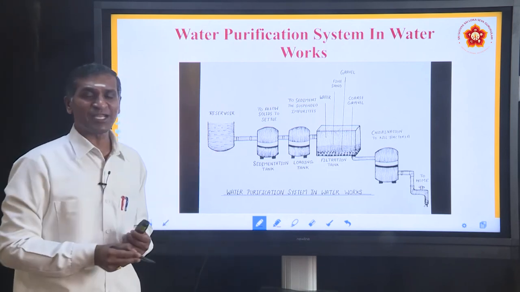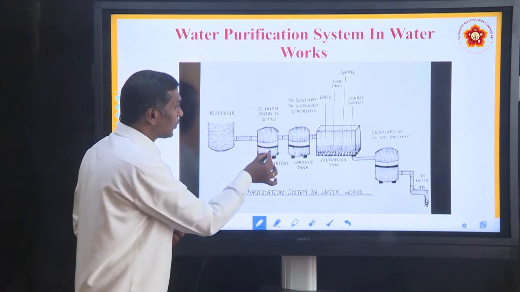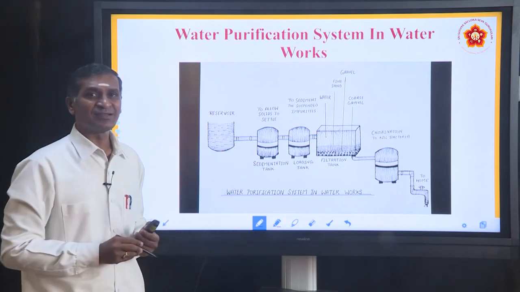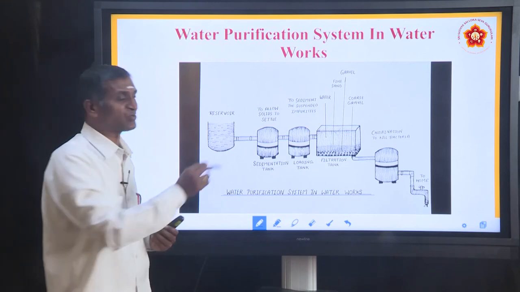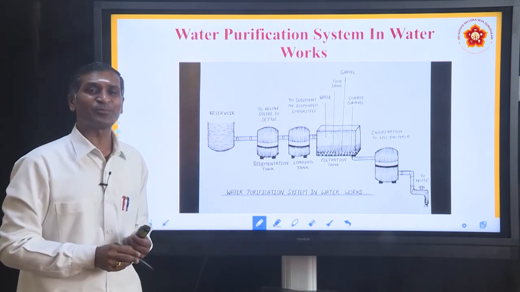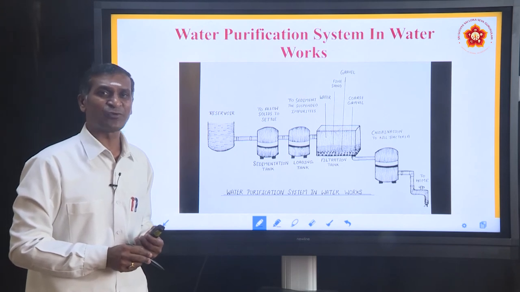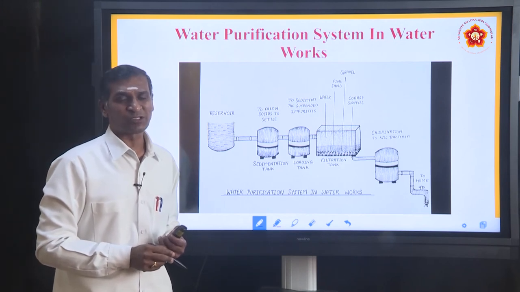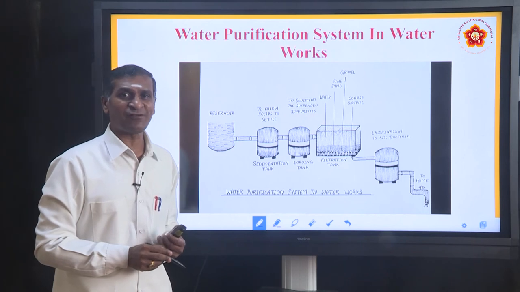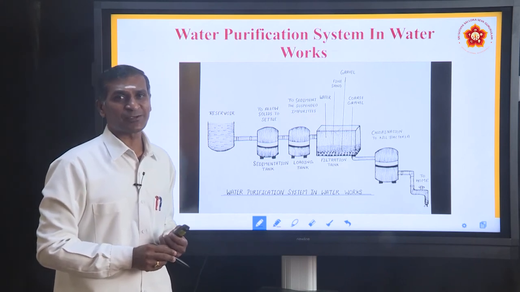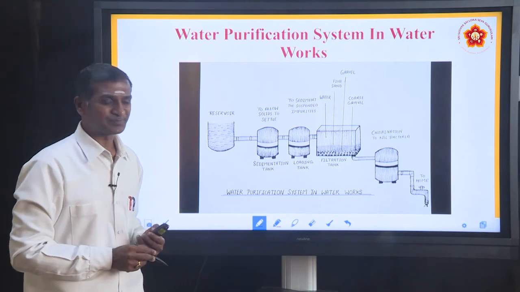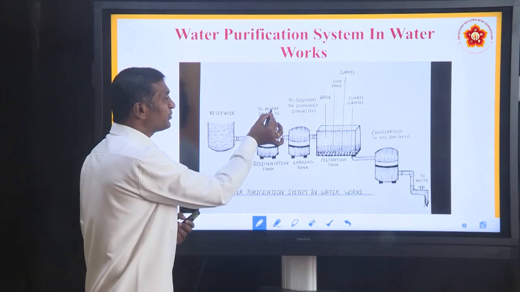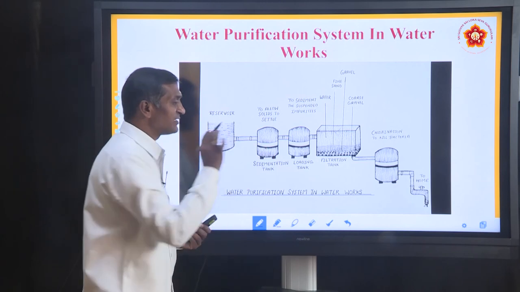The water from the reservoir tank is made to flow into the sedimentation tank, and the sedimentation tank makes the floating impurities settle down when we add potash alum, K2SO4, Al2(SO4)3, and 24H2O. That is potassium sulfate and aluminium sulfate with 24 water molecules. So in the sedimentation tank, the floating solid impurities are made to settle down.